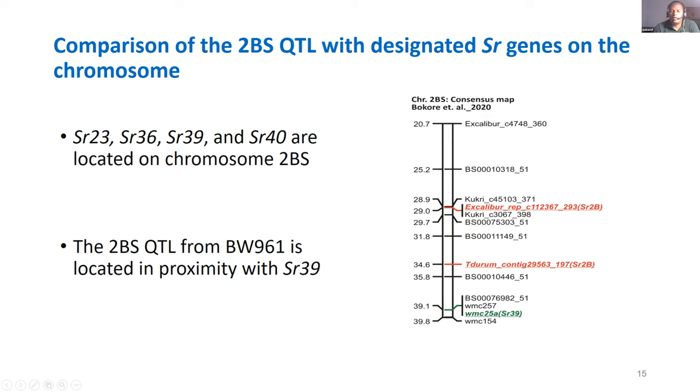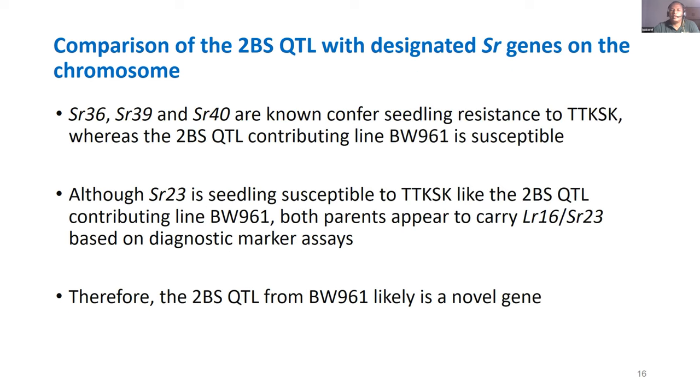And then SR39 was in close proximity with the 7AL, 2BS QTL, but again, if you look at the reaction of these three genes against UG99 or TTKSK, the SR39, SR36, SR40 are seedling resistance genes.